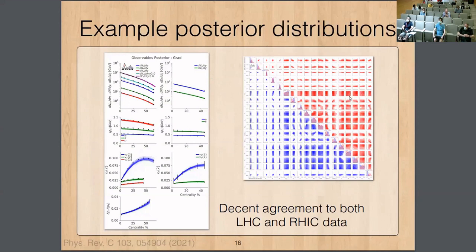Once we run through the analysis, we can see the result. On the left is the best-fit model compared to the data points. We can see that there is decent agreement with both LHC and RHIC data, which is very nice to see. And we also get the full correlation between all the parameters used in the analysis.